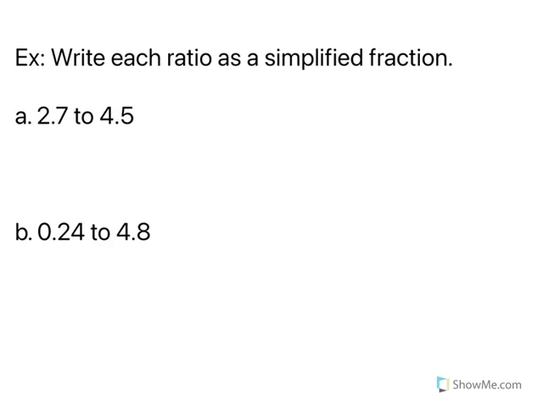But what happens when I have a decimal inside my ratio? So now when I do this, I have 2.7 over 4.5. General rule of thumb, we do not want a decimal inside of a fraction. So if I multiply both the top and bottom by the same number, in this case by 10, that moves my decimal one place. So now I have 27 over 45.